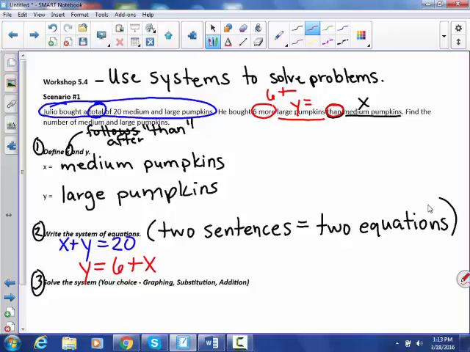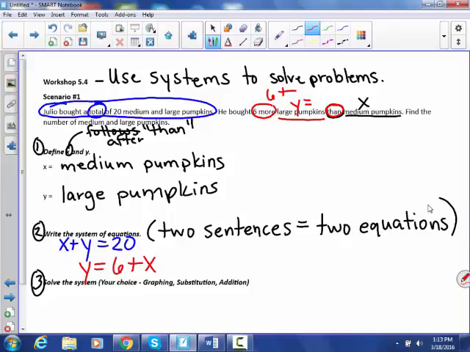So it's y equals 6 plus x for your second one. Now, there's your system. Now, which method do you think would be the easiest on this one? Addition. You like addition.